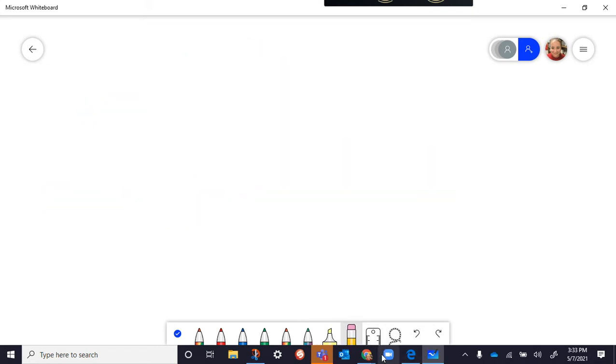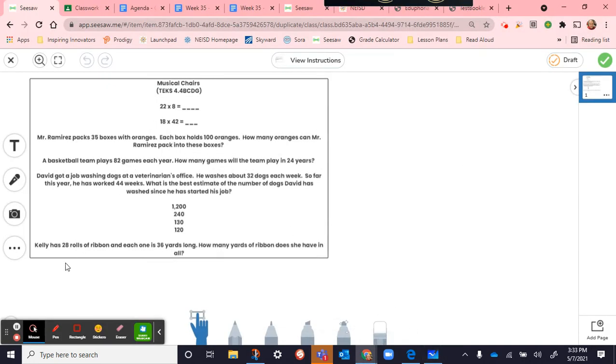Then on this last one, all right, it says Kelly has 28 rolls of ribbon, and each one is 36 yards long. How many yards of ribbon does she have in all? So if you've gone to the store and you see those, if you buy ribbon or anything like that, when you pull it out, it says, okay, this is such and such long. And so they've pulled out and they've measured, okay, this one roll is 36 yards, but they've got 28 of those rolls. So every time they roll it out, 36 yards. Next one, 36 yards. Next one, 36 yards. So again, we can multiply to find out how many yards we have in all.